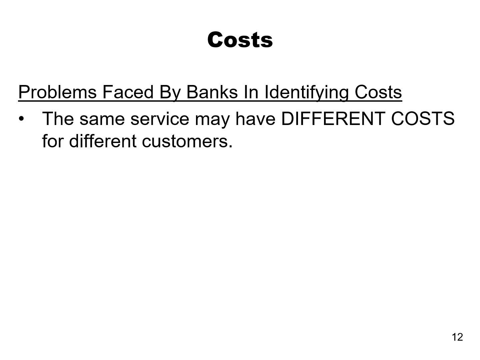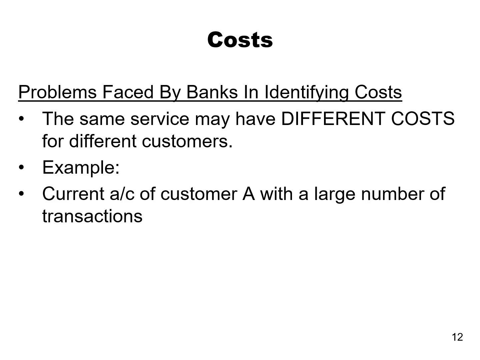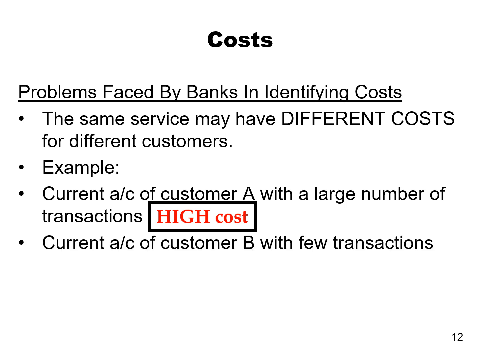The same service may have different costs for different customers. Example, the current account of customer A with a large number of transactions. This will have a high cost. This basically incurs high cost for the bank compared to the current account of customer B with few transactions. This will incur low cost to the bank.